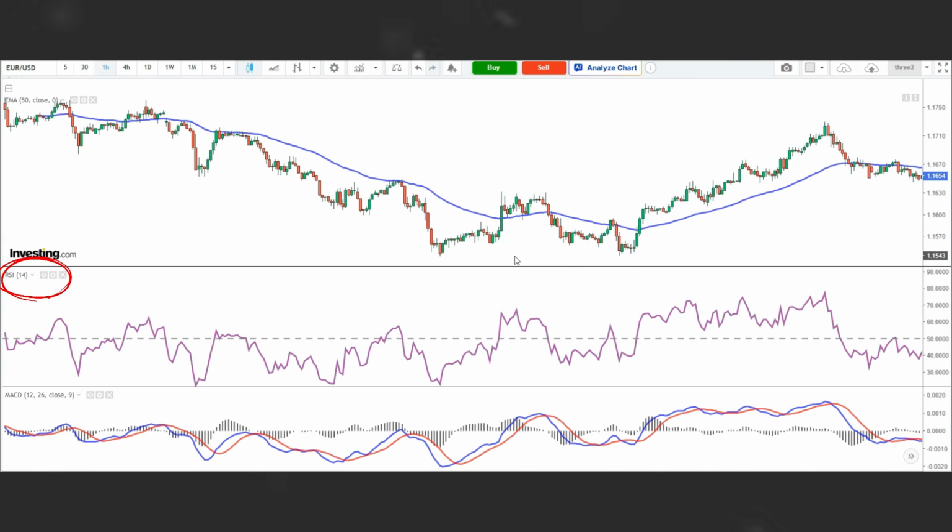For RSI, use a period of 14. To confirm the trend, we focus on a single level around 50. If RSI is above 50, the bullish trend is valid and we look for buy setups. If RSI is below 50, the bearish trend is valid and we look only for sell setups.